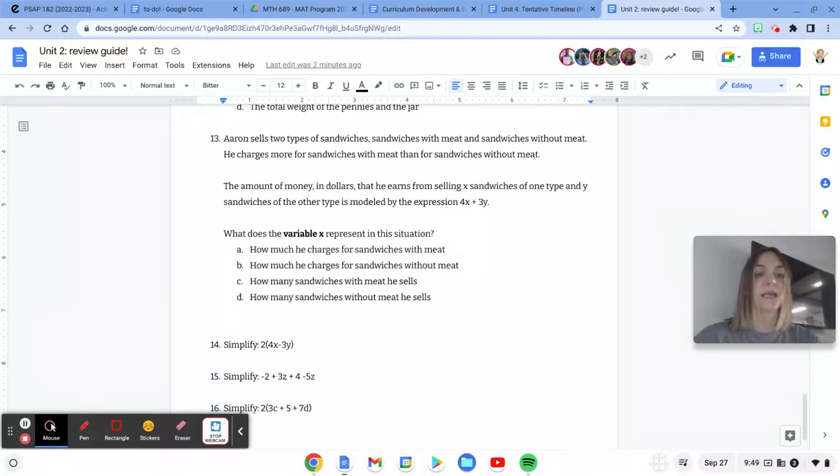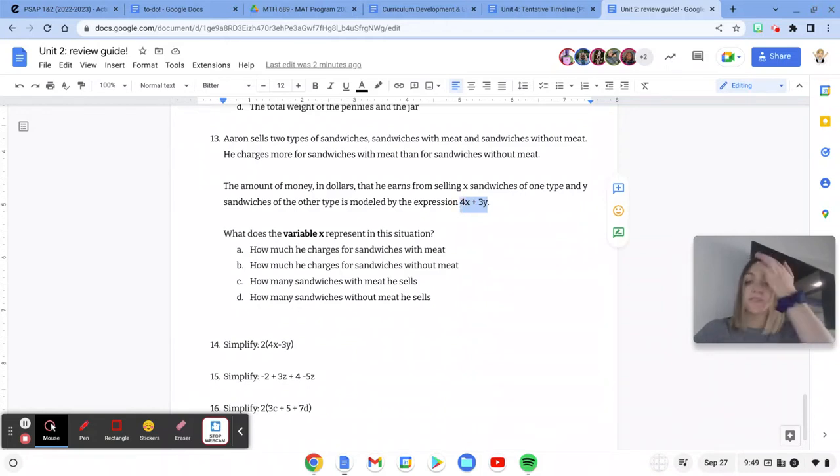Now 13 says Aaron sells 2 types of sandwiches, sandwiches with meat and sandwiches without meat. He charges more money for sandwiches with meat than he does for sandwiches without meat. The amount of money in dollars that he earns from selling X sandwiches of one type and Y sandwiches of the other type is modeled by the expression 4X plus 3Y.